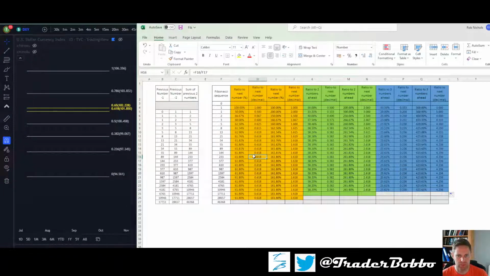So 0.618. The opposite of that, obviously these add up to 1, is 0.382, which is here. 0.236. And the opposite of that is 0.786. This isn't obviously populated here, but this is the halfway point. So that always wants to be on your fib.